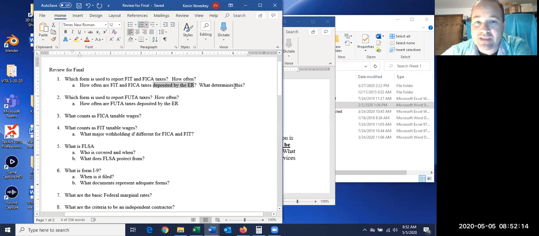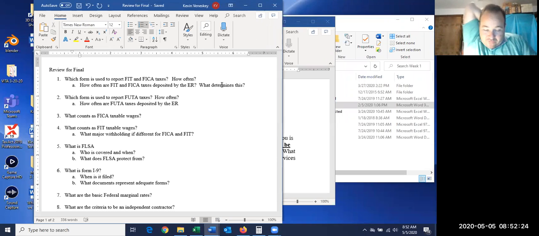And then what determines this? Remember, that's the look-back period. The look-back period is for an entire year. It goes back to the most previous June 30th, and then retreats back to the prior July 1. So it's a July 1 through June 30th span.